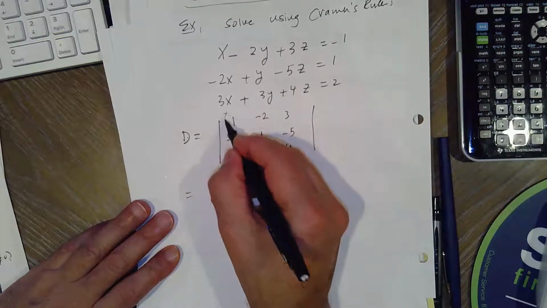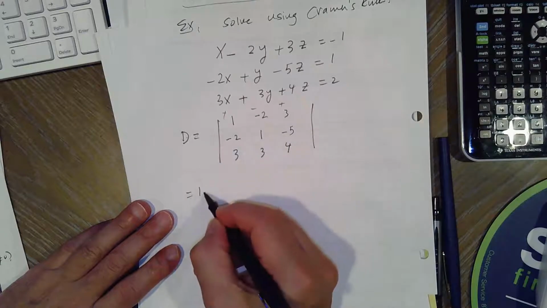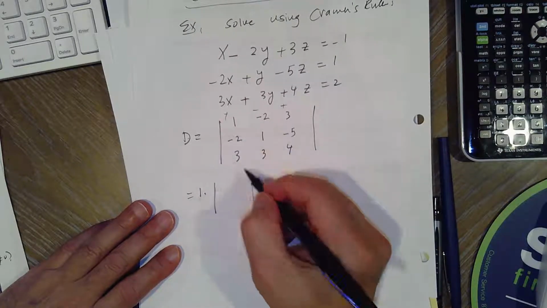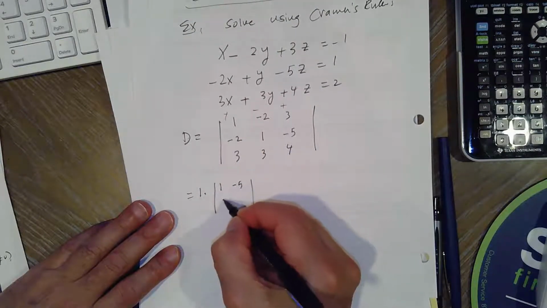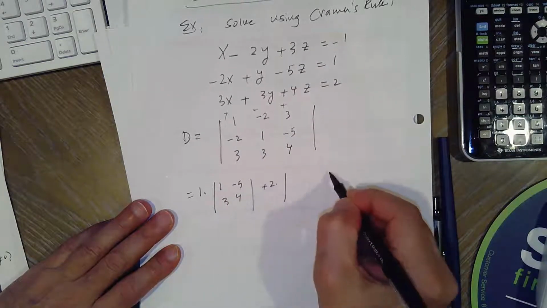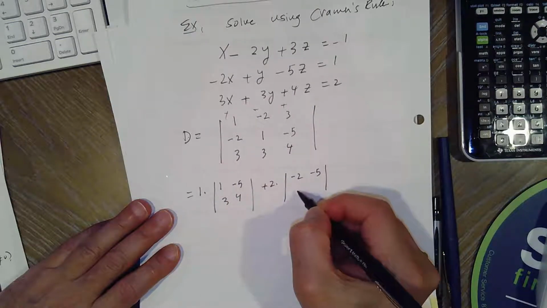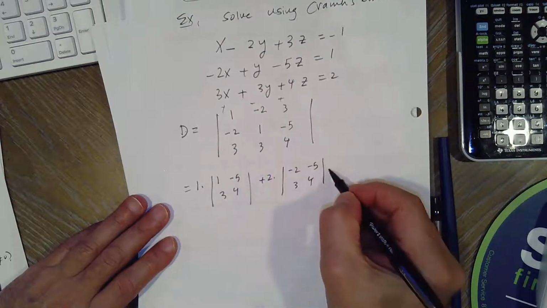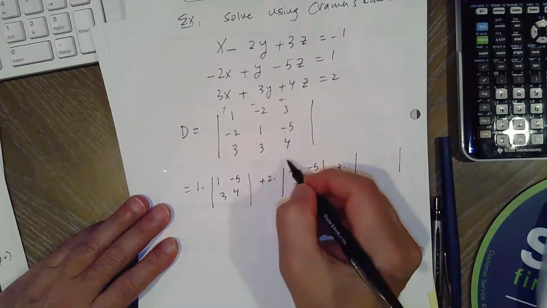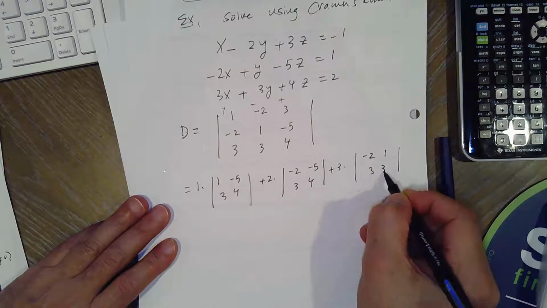So again, keep the sign, opposite, keep the sign. So 1 times its minor, which would be 1, negative 5, 3, 4. Opposite of negative 2, you change the sign of negative 2. It'll be negative 2, negative 5, 3, 4. Keep the sign of 3. Negative 2, 1, 3, 3.